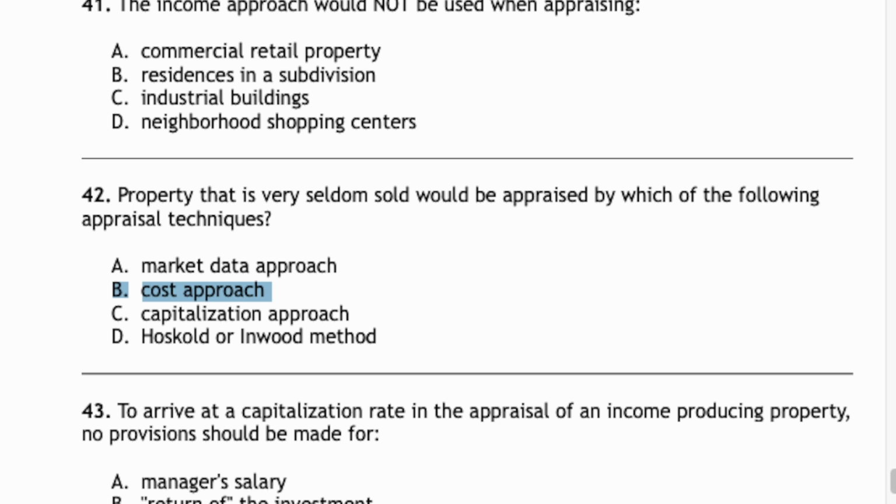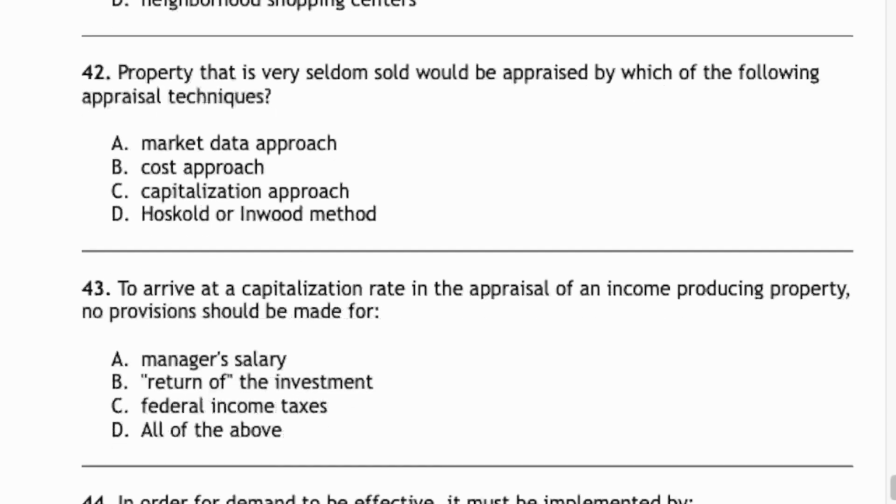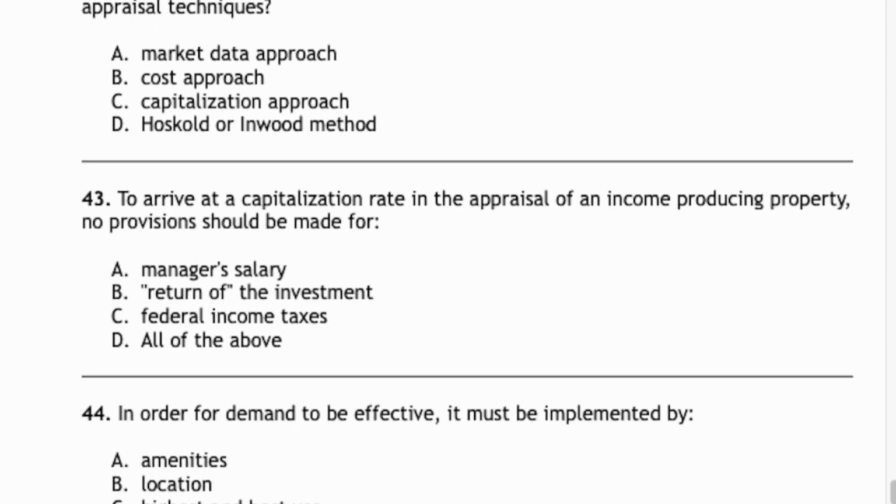So, an example of property that is seldom sold would be government buildings or churches. There is usually no comparative information available on these types of properties, so the market data approach doesn't apply. The cost approach relates to construction information, which is readily available. So I guess, I don't know. Is residential just market data approach? No, I don't think so. I don't know. That's like a CMA. All right.